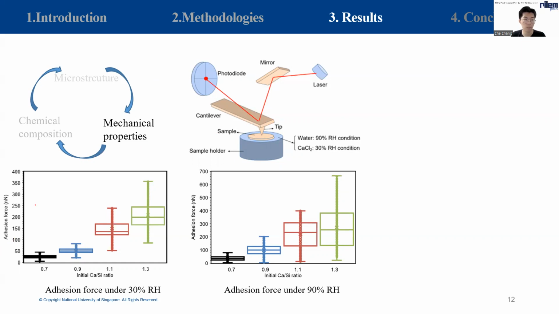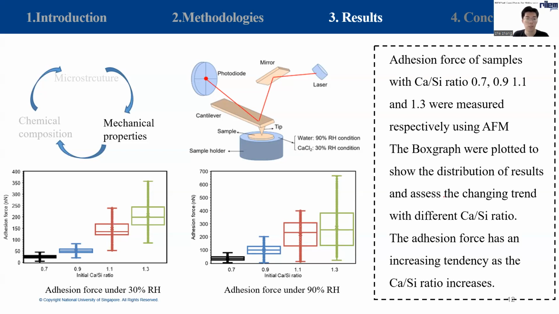From the box graph, we can find that CSH with higher calcium ratio has larger capillary force, and samples in higher RH condition have higher capillary force. It indicates that samples with higher calcium silicate ratio have a larger ability to capture water molecules. This provides strong support to explain the influence of calcium silicate ratio on mechanical properties.